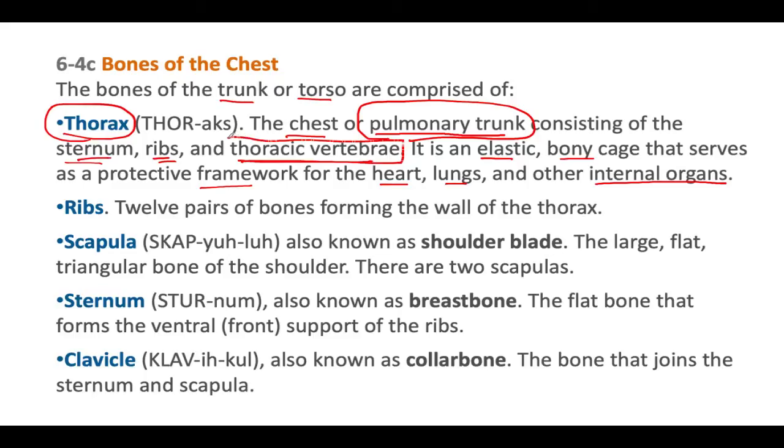That is the vertebral column that is running in our back. And in that region, it has certain vertebrae, and that's called the thoracic vertebrae. Then we are going to be looking at the ribs. We all know what ribs are, and those are the 12 pairs of bones forming the wall of the thorax.